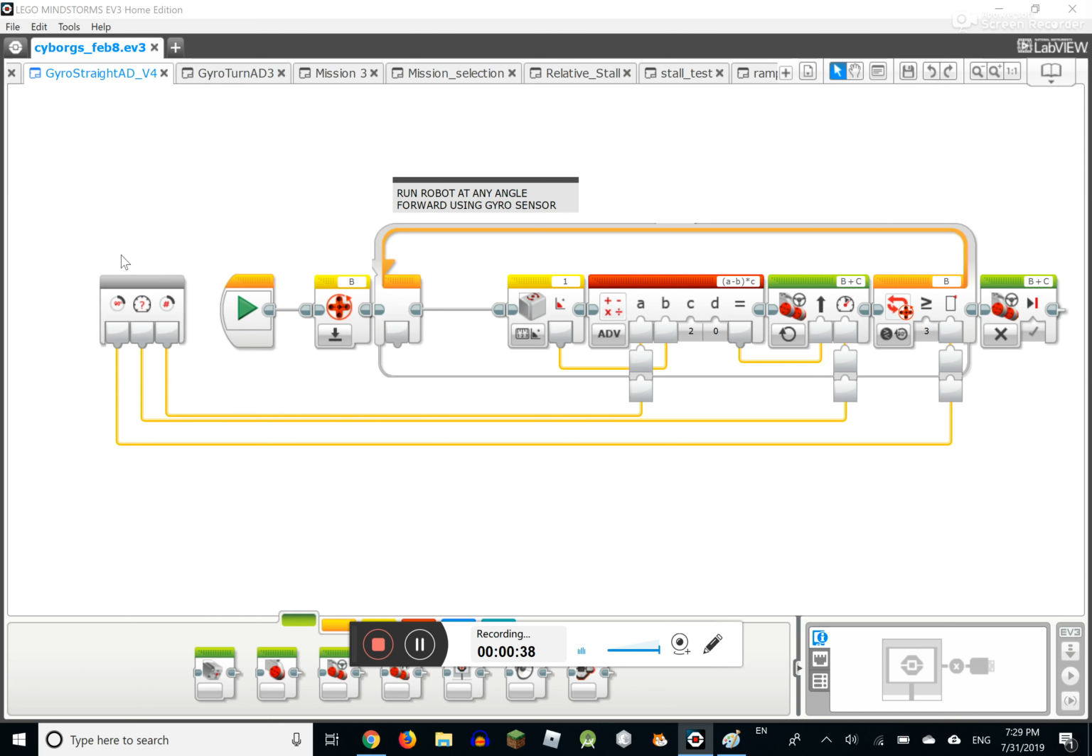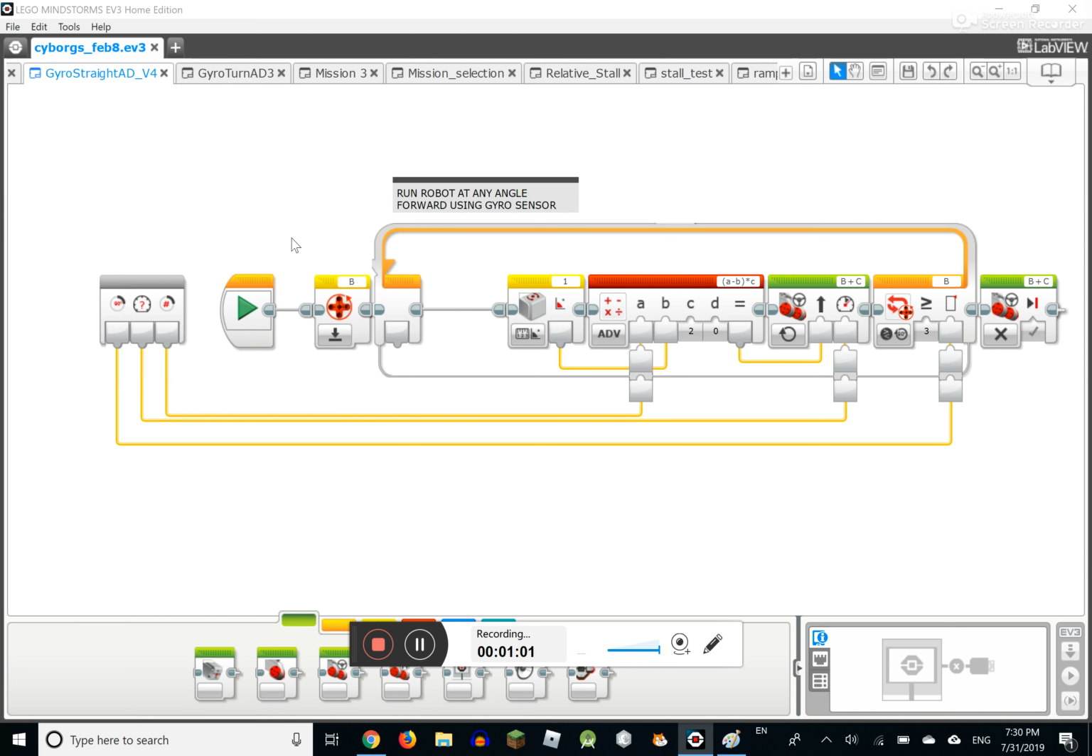So with the gyro go straight, there are three variables, three parameters. This one is how many degrees you want your robot to move. This one right here is the speed that you want your robot to move, and this parameter is the angle that you want your robot to move at.